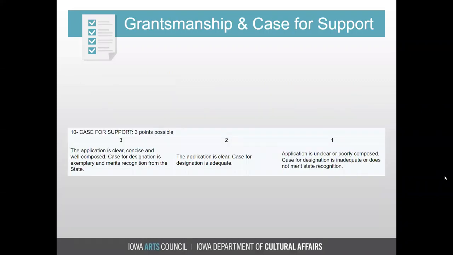Finally, case for support. The last piece of the criteria in the rubric is case for support. This does not pertain to a specific application section, but rather to the application as a whole. This is where the panel will evaluate the quality of the overall application and whether the application made the case for designation.